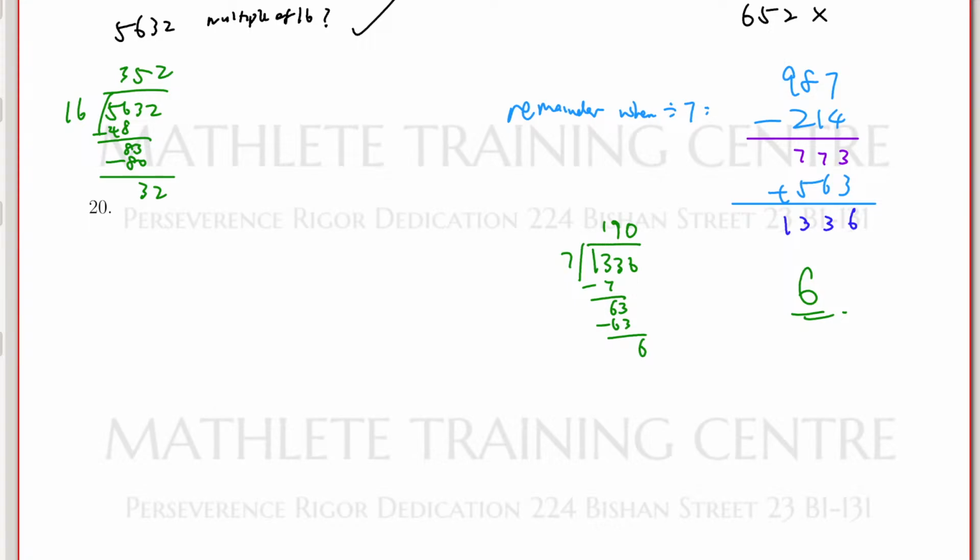Let me just create a new page. So for this question number 20, what we have is the following. Wait, let me see if actually I have the file that has the question number 20. Give me a while. Let me check if I have the version of the question 20 here.